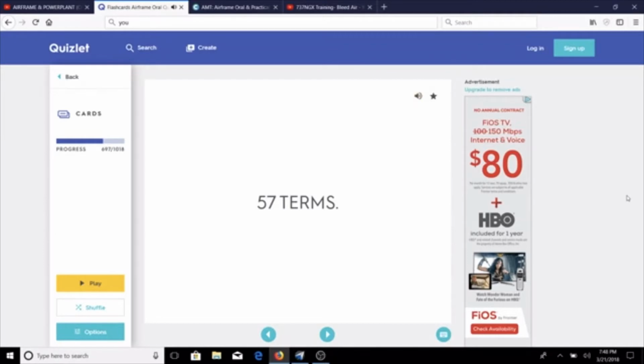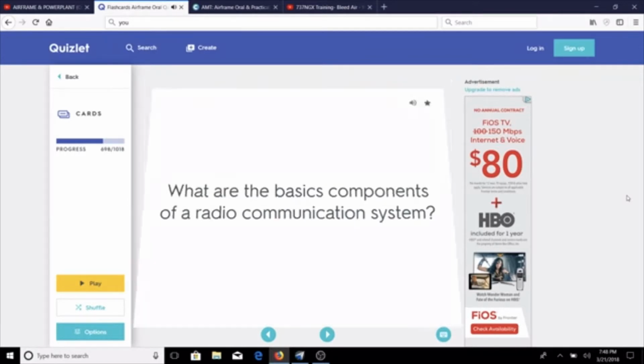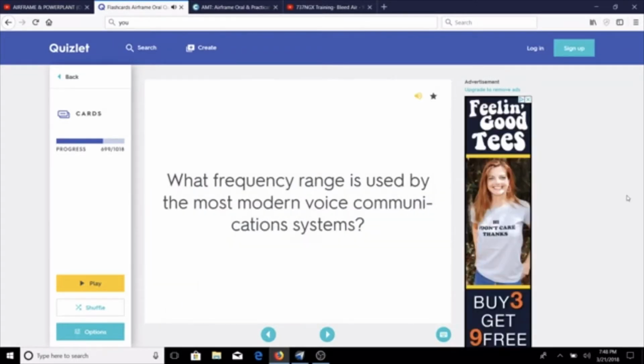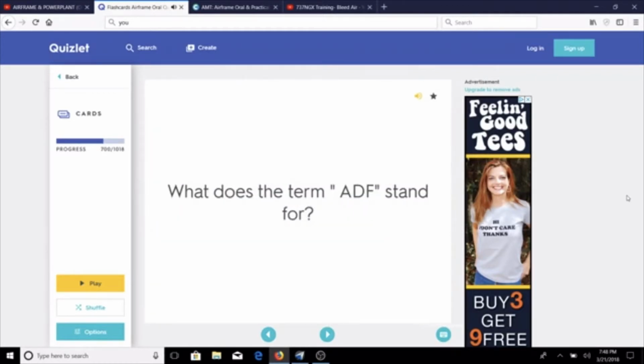57 terms. What are the basic components of a radio communication system? A microphone, transmitting and receiving antennas, receiver and speaker or headphones. What frequency range is used by the most modern voice communication systems? The VHF band. What does the term ADF stand for?